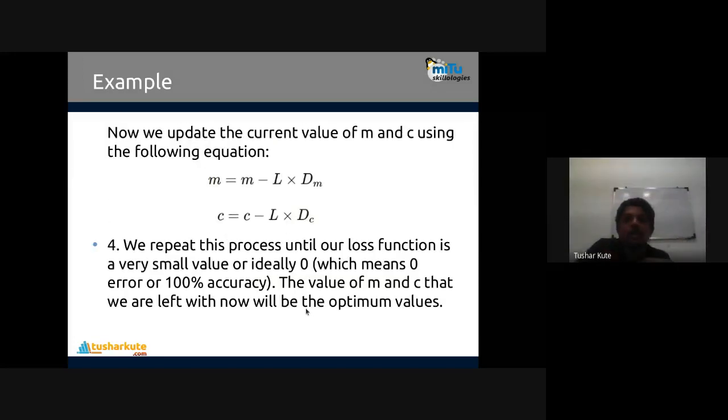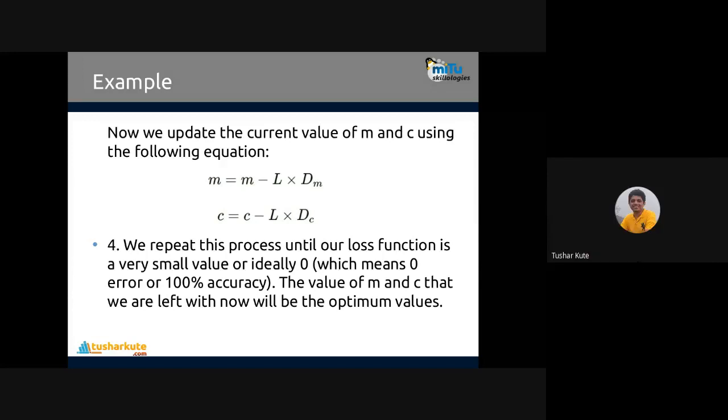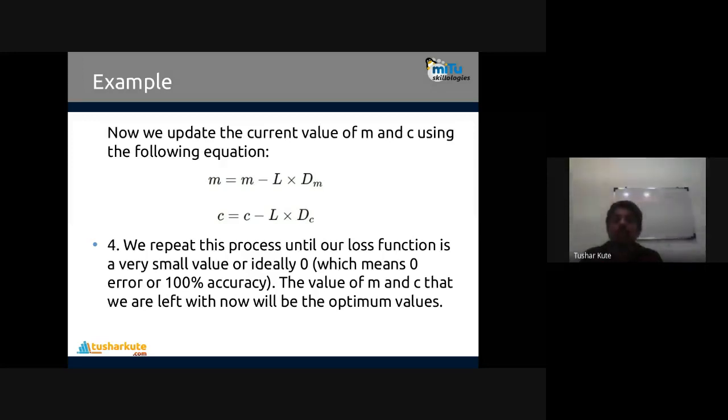Fine. And now, how to calculate the value of m? We update the current values of m and c using the following equation. M is equal to m minus L into Dm. Now m is your slope, correct? L is your learning rate and Dm is the partial derivative with respect to m. And in the same way for c, c is equal to c minus L into Dc.